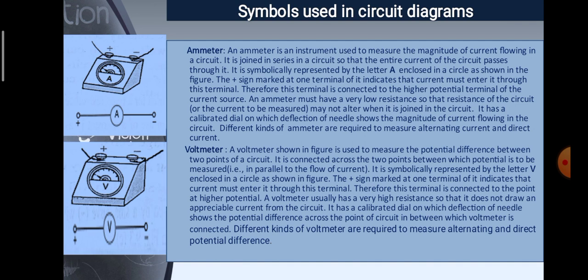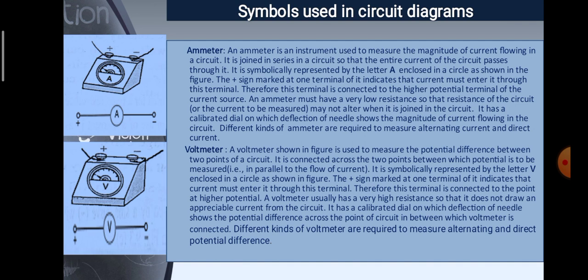A voltmeter shown in figure is used to measure the potential difference between 2 points of a circuit. It is connected across the 2 points between which potential is to be measured. It is symbolically represented by the letter V enclosed in a circle as shown in figure. The positive sign marked at one terminal of it indicates that current must enter it through this terminal. Therefore, this terminal is connected to the point at high potential.